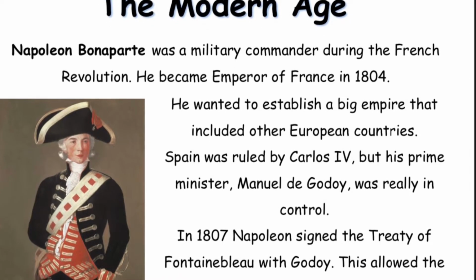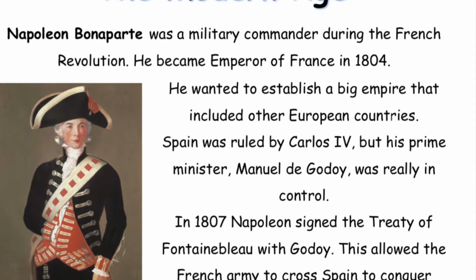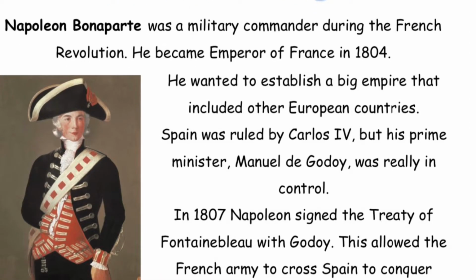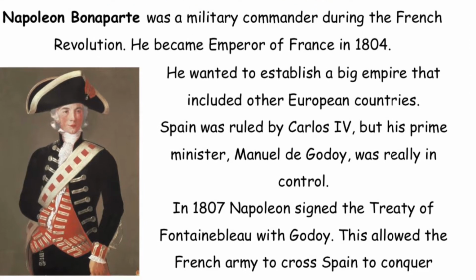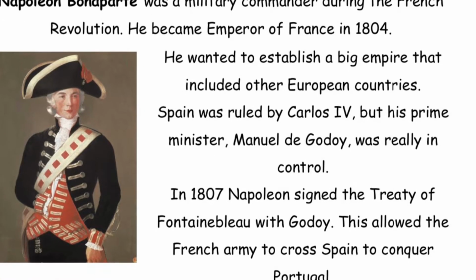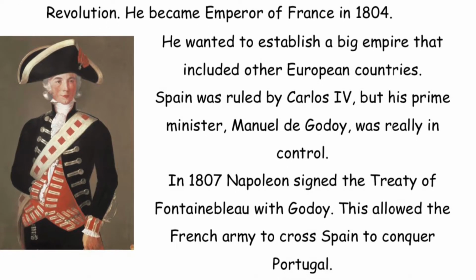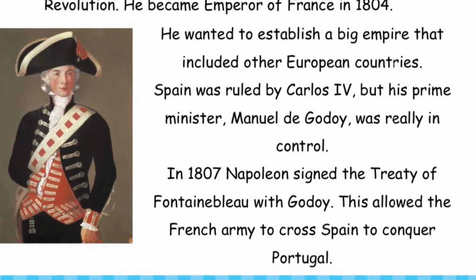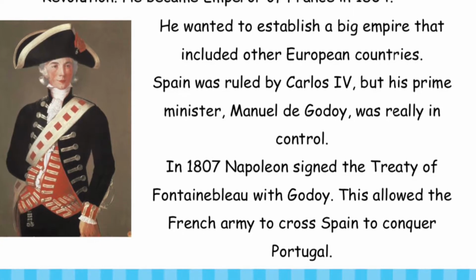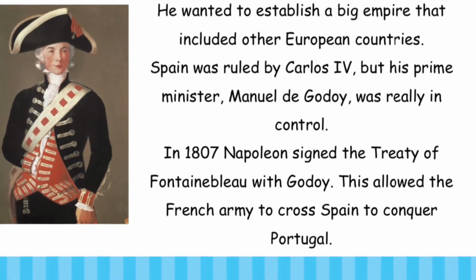Napoleon Bonaparte was a military commander during the French Revolution. He became Emperor of France in 1804. He wanted to establish a big empire that included other European countries. Spain was ruled by Carlos, but his prime minister Manuel de Godoy was really in control. In 1807, Napoleon signed the Treaty of Fontainebleau with Godoy. This allowed the French army to cross Spain to conquer Portugal.